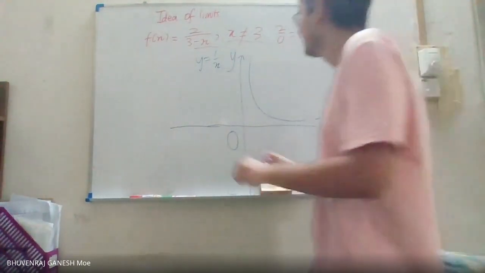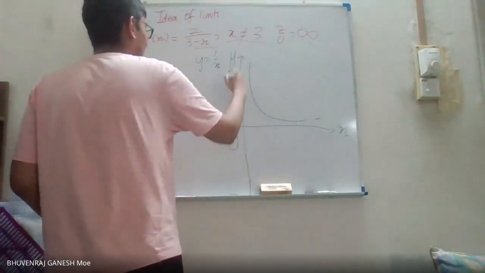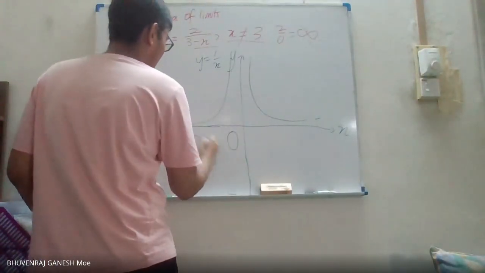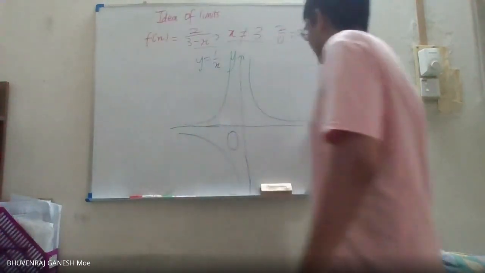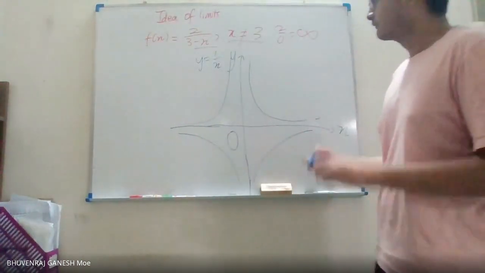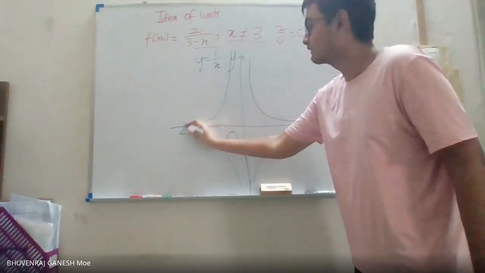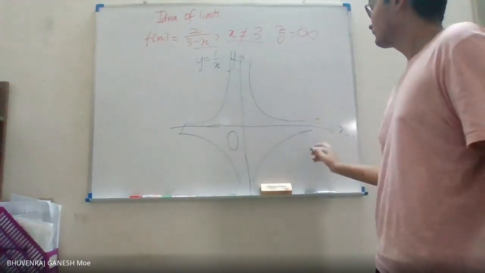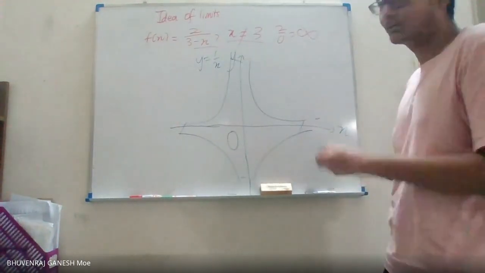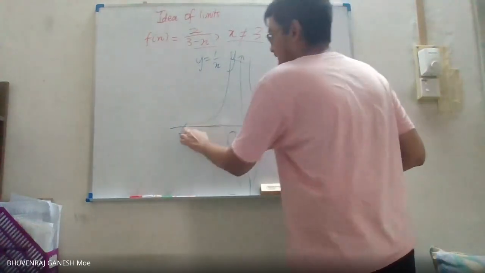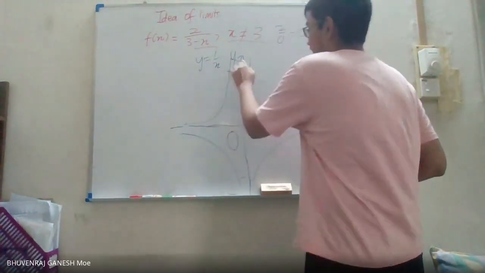Okay, then this one is something like this. It will never join here, forming a shape like that. It won't join. This is what we relate to the idea of limits.